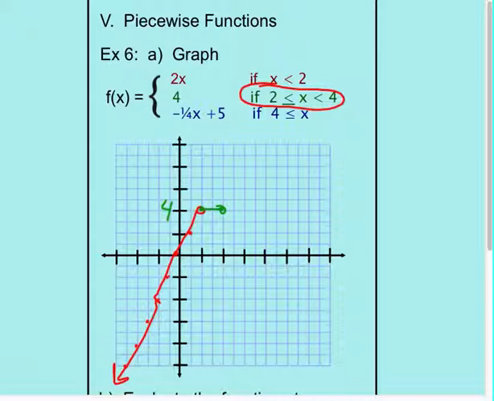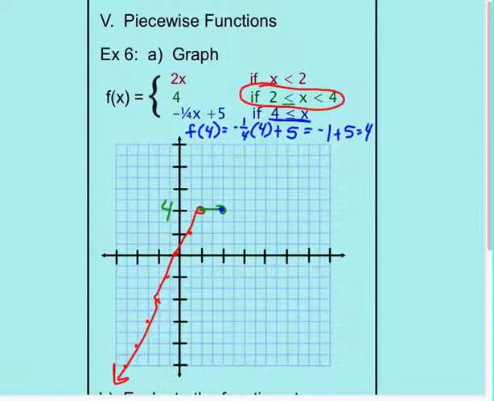starting at 4. I'm going to substitute 4 in for x and see what my output is so I know where to start, and then I can use my slope from there. So f of 4, I'm going to use my blue function because that's what it tells me to use when x is 4: negative 1/4 times 4 plus 5. Negative 1/4 times 4 is negative 1, plus 5 is 4. So it actually matches up with my green graph, which is convenient. So I can fill in that circle now.